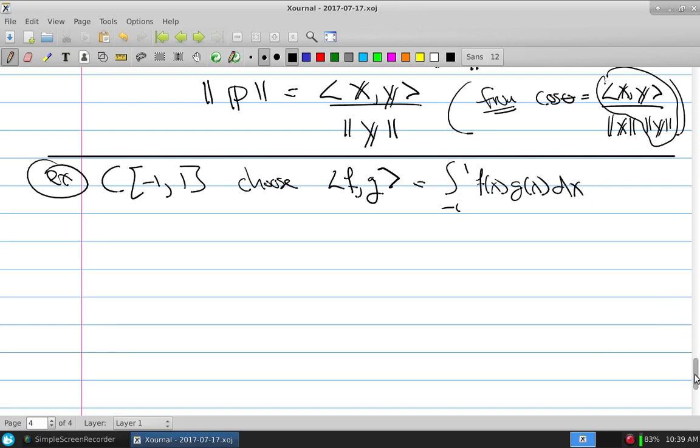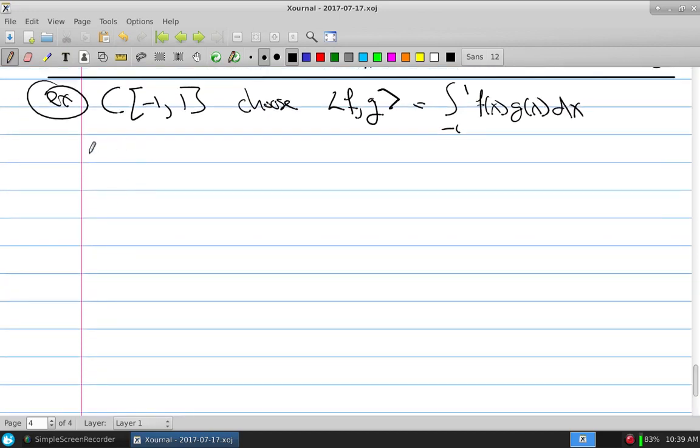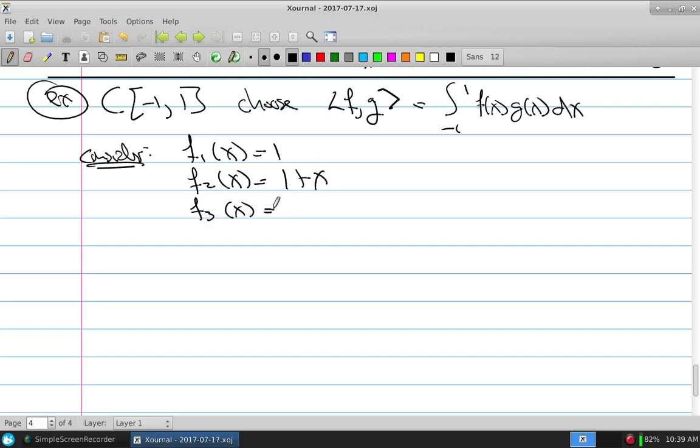All right, I'm going to pick, say, three functions. Let's consider function 1 of x is just simply 1. Function 2 of x is equal to 1 plus x. Function 3 of x is equal to x plus x cubed. All right, we can do some different things. What is the magnitude concept of f1?